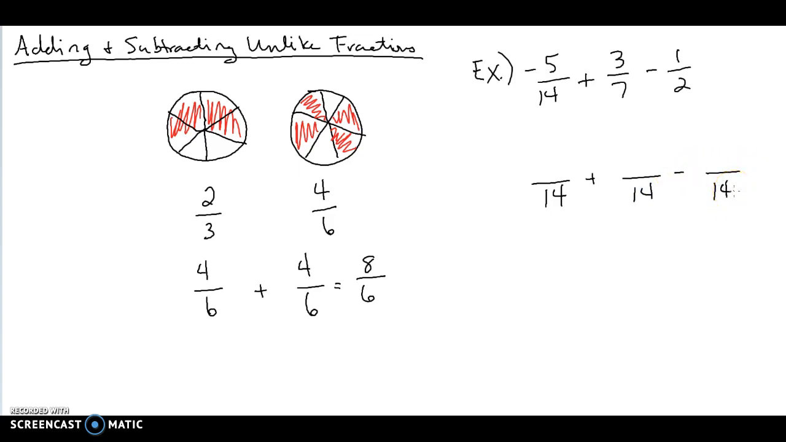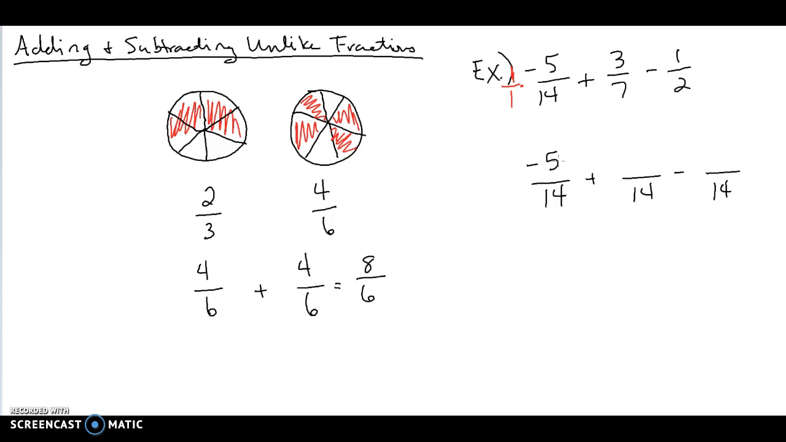And then I'm going to have a conversation with myself. I'm going to look at this and say, okay, what do I need to multiply 14 by to get 14? Well, that would be a 1. If we multiply the bottom by 1, we also have to multiply the top by 1. So 1 times negative 5 is going to give me a negative 5. In other words, this particular fraction did not change, and that makes sense because it already had the common denominator.